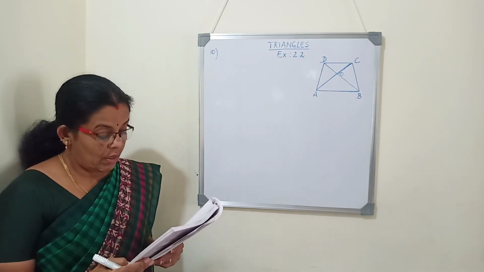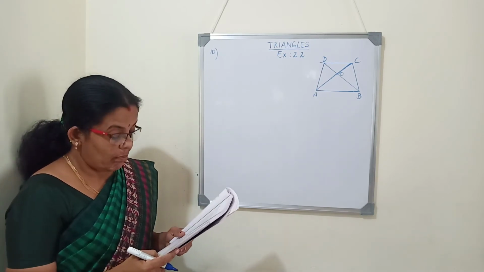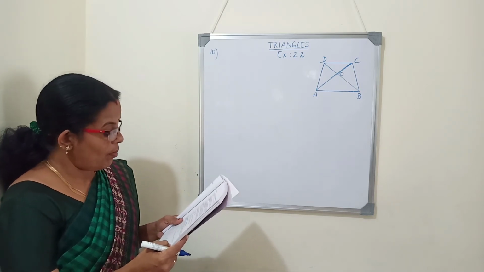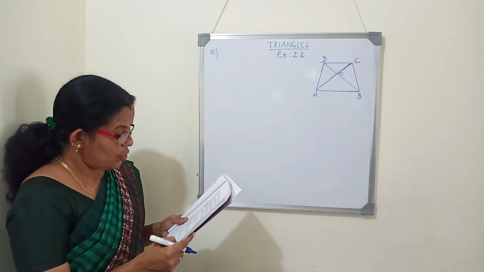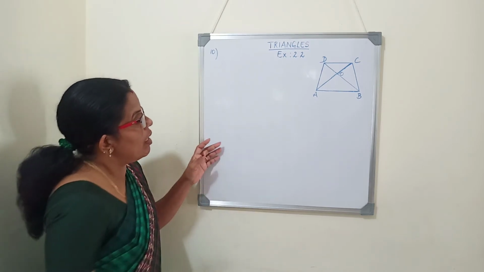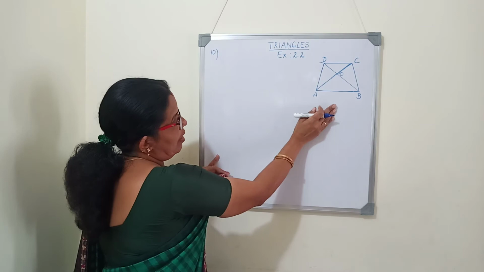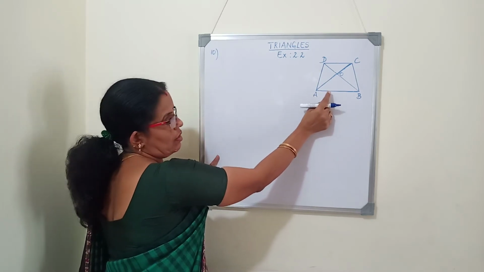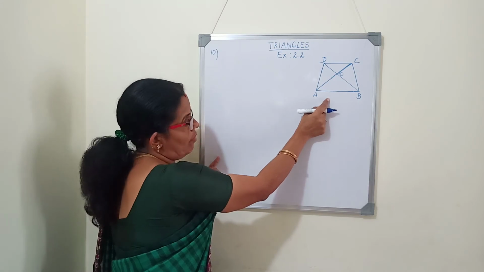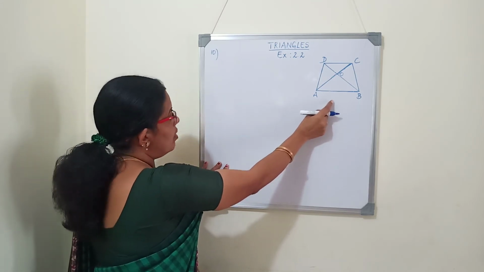10th question. The diagonals of a quadrilateral ABCD intersect each other at a point O such that AO by BO equals CO by DO. Show that ABCD is a trapezium. The same question, similar to the last sum, just opposite. The last question, ABCD was a trapezium and we had to prove the ratios are equal. Here, ratios are given. We have to prove that it is a trapezium.